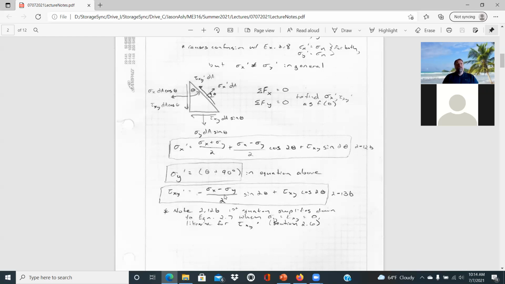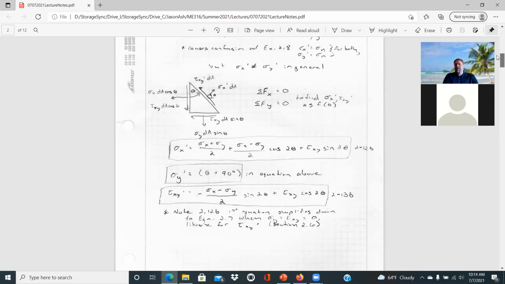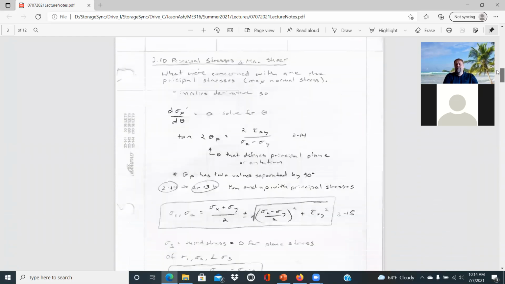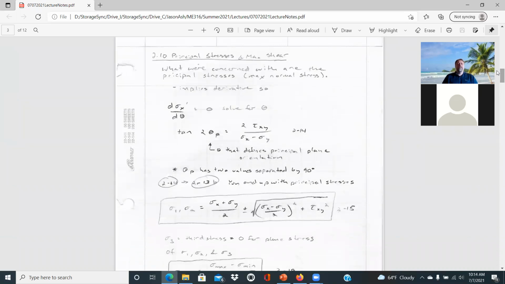But if it's just a standard part that you've designed, what you're more interested in is the critical orientation where you have a maximum state of stress or a maximum state of shear stress. That's a unique angle theta where that occurs. And that gets us into the discussion on principal stresses and your maximum shear stress, again reviewing stuff from ME 216.